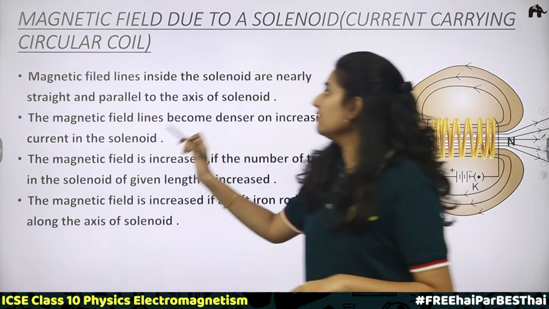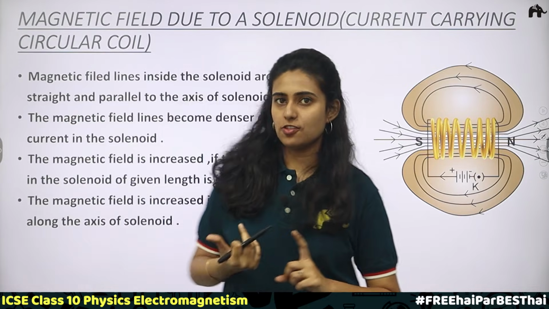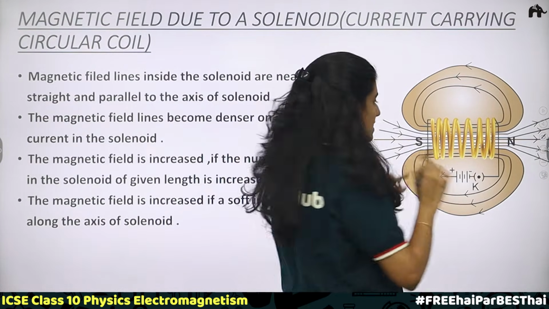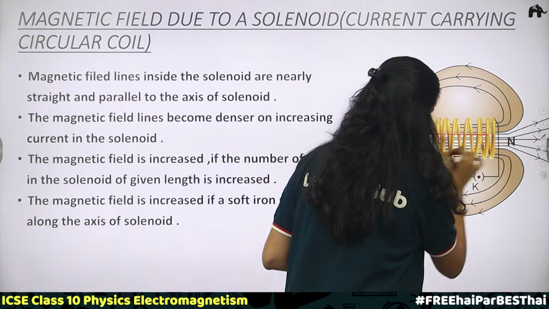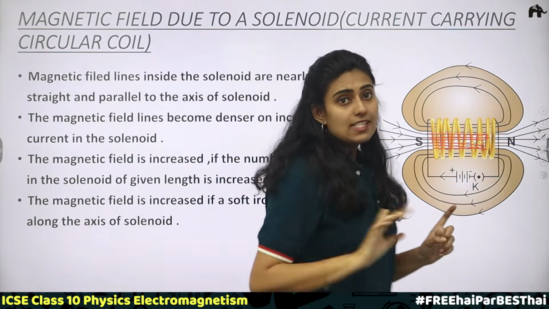First one, magnetic field lines inside the solenoid are nearly straight and parallel to the axis of solenoid. Outside you can see they start from north and go to the south. Inside you can see parallel lines. So these are the magnetic field lines. You can see the parallel lines. Okay, so these are the magnetic field lines from south to north inside a solenoid.